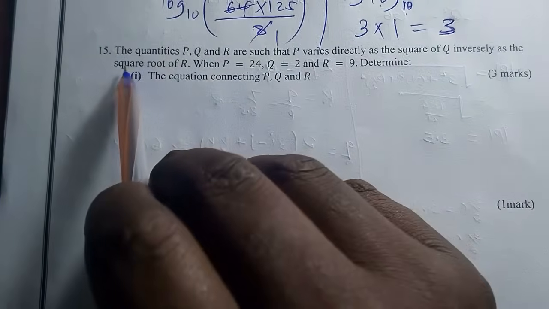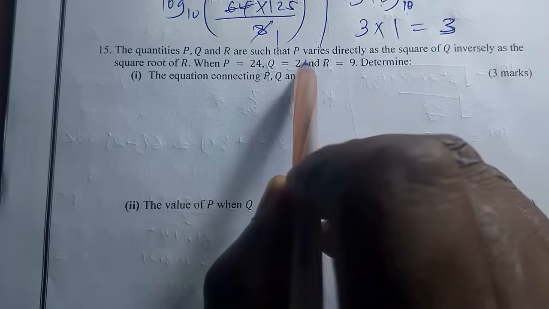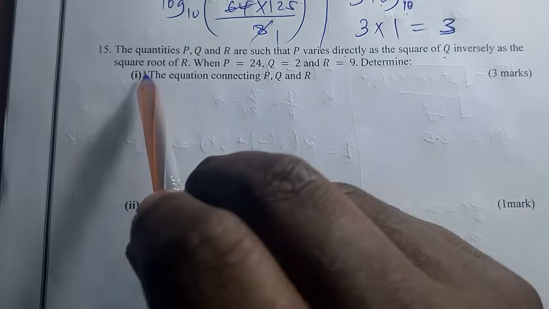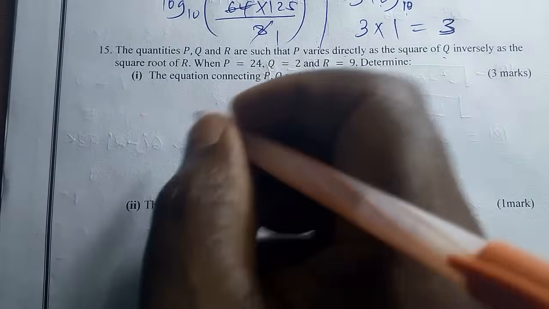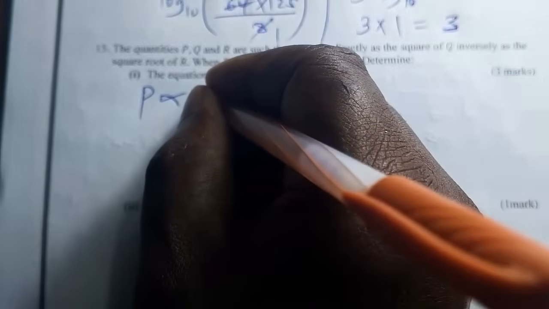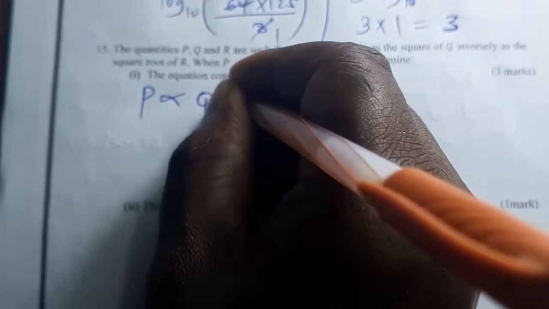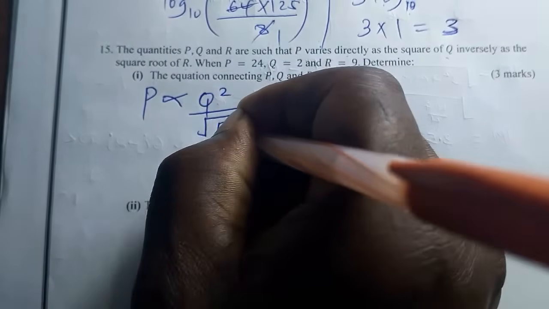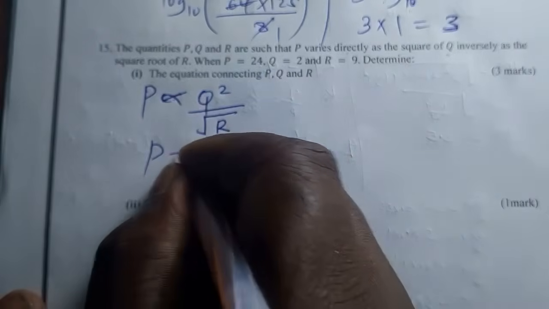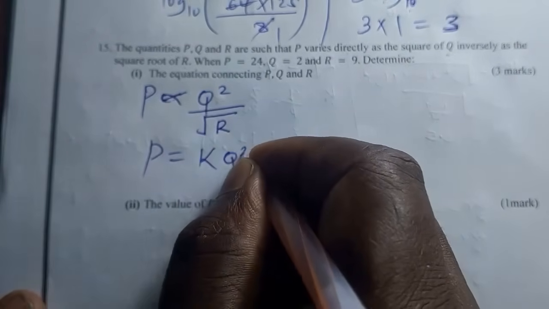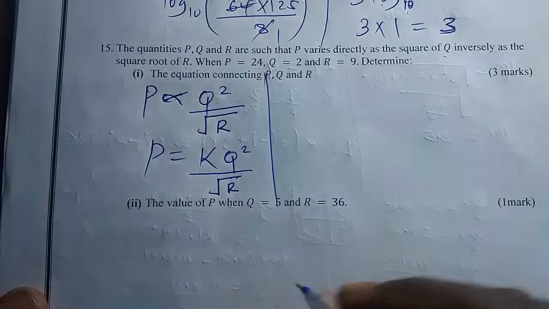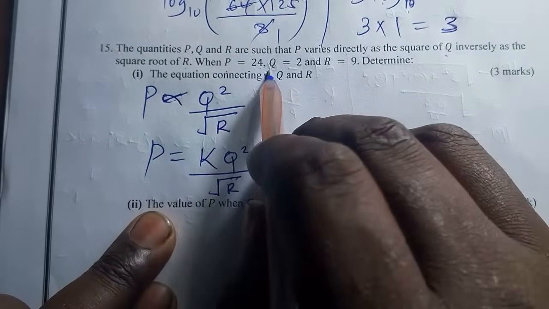The quantities P and Q are such that P varies directly as the square of Q and inversely as the square root of R. So first, P varies directly as the square of Q and inversely as the square root of R. Now remove this sign of proportionality. P is equal to K Q squared over the square root of R. So when P is 24, Q is 2, R is this. Now we can get the value of K.